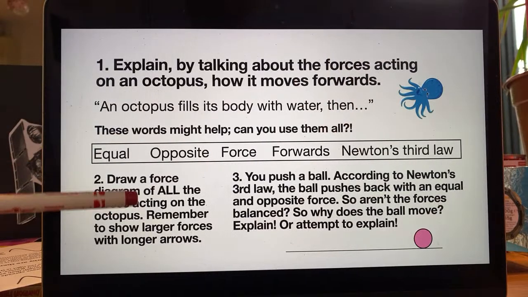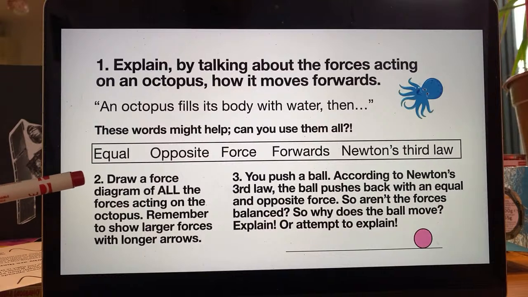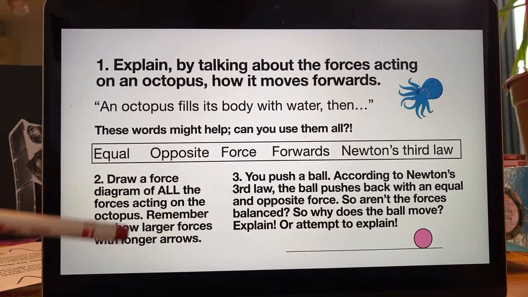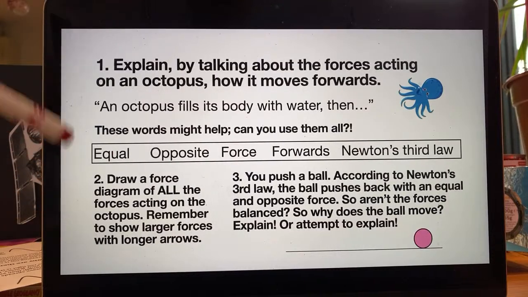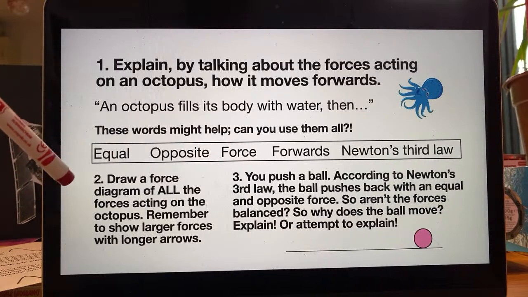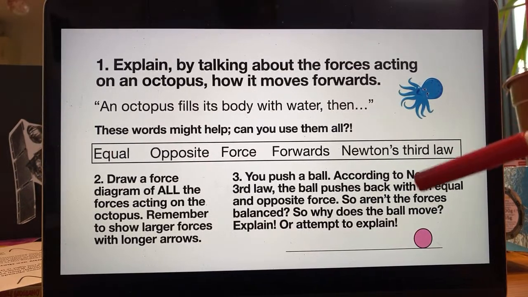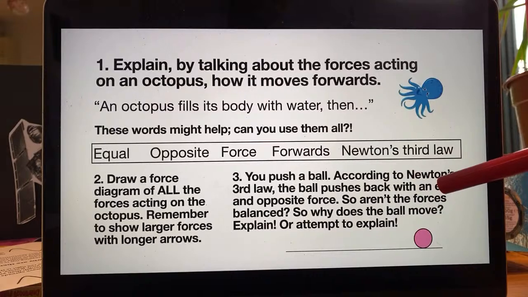Question 2 might actually help you with question 1. Draw a force diagram of all the forces acting on the octopus, and remember to show larger forces with longer arrows. I just realised that in the last couple of lessons I haven't done that. And question 3 is for people who are feeling confident. This is really tough. It's a classic puzzle.